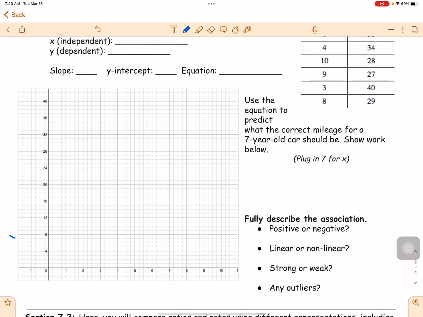So here I'm going to put average miles per gallon. You guys might see that written as MPG. And then here would be the age of the car.